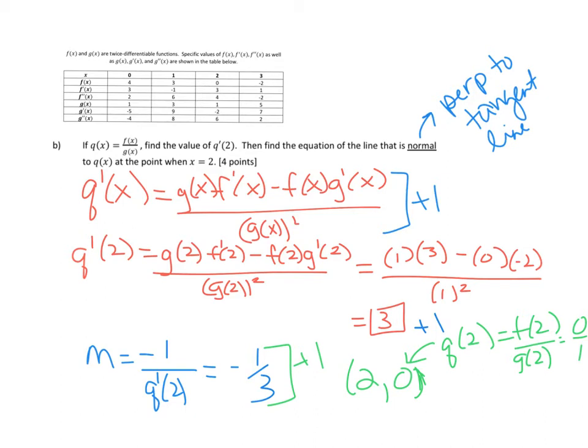So when you find your equation of the normal line, I'm going to use point slope form again. I get y minus 0 is equal to negative 1/3 times (x minus 2). You don't need to simplify that. This is perfectly sufficient. And if you get that, you get another point.